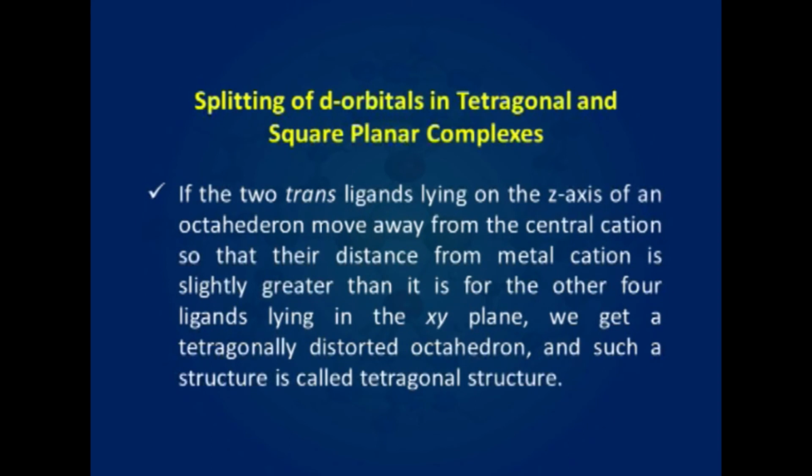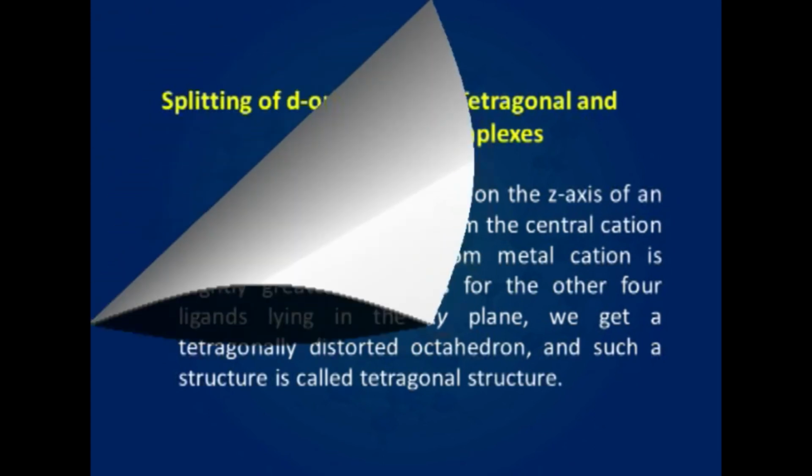If the two trans ligands lying on the z-axis of an octahedron move away from the central cation so that their distance from the metal cation is slightly greater than it is for the other 4 ligands lying in the xy plane, we get a tetragonally distorted octahedron, and such a structure is called a tetragonal structure.